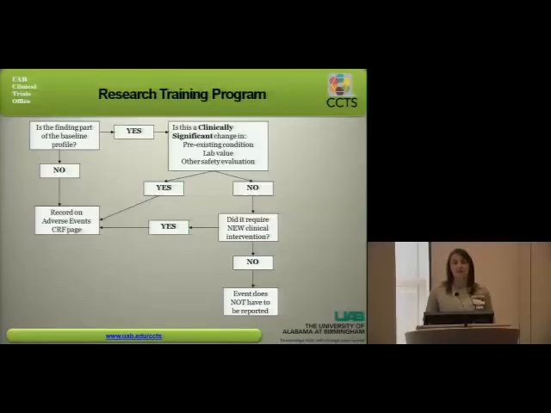Has there been a clinically significant change in the pre-existing condition? Has there been a clinically significant change in the lab value? And has there been a clinically significant change in any other safety evaluation? If the answer to this is yes, then you do want to record this adverse event on your case report form. If the answer to this is no, then you want to ask, did it require a new clinical intervention? If it did require a new clinical intervention, then you do want to report this adverse event on your case report form. If it did not require a new clinical intervention, then the event does not have to be reported.